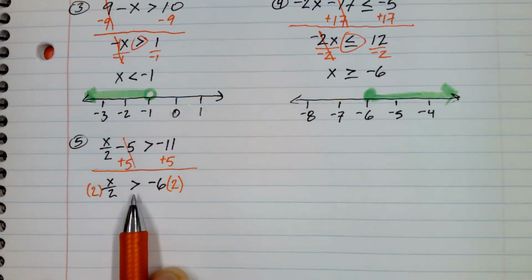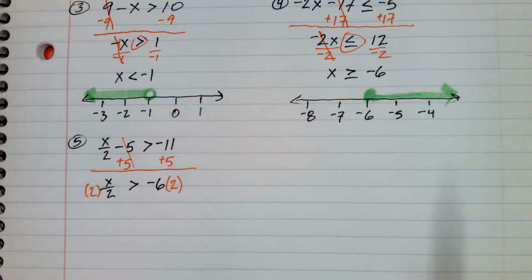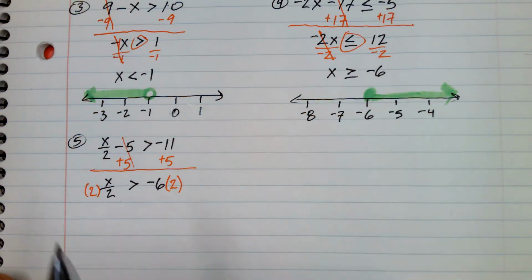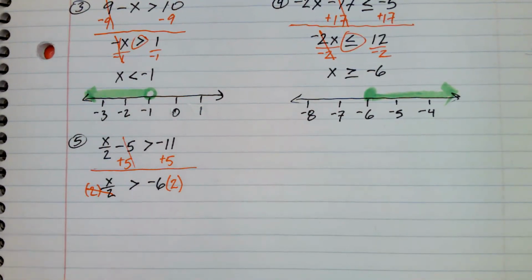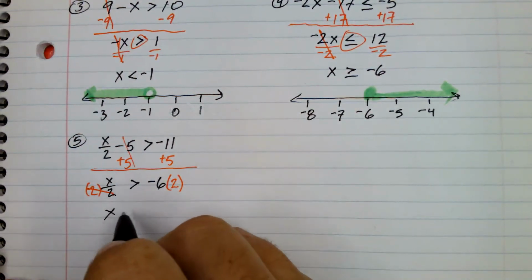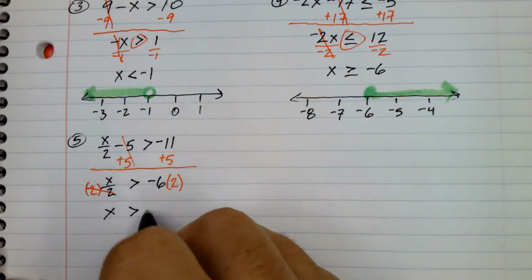Question, do I have to circle my inequality? Okay, Sophia says no. Why not? I see a negative, and I'm multiplying, but I didn't multiply by a negative. If you divide or multiply by a negative, then you do that. This case, we don't. So we get x is greater than negative 12.